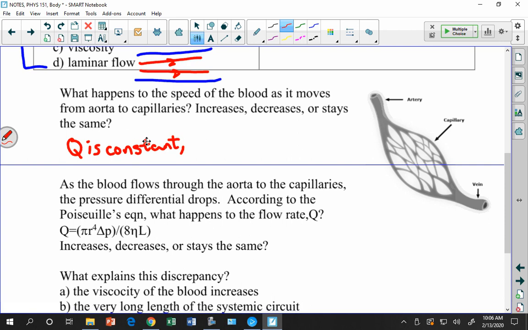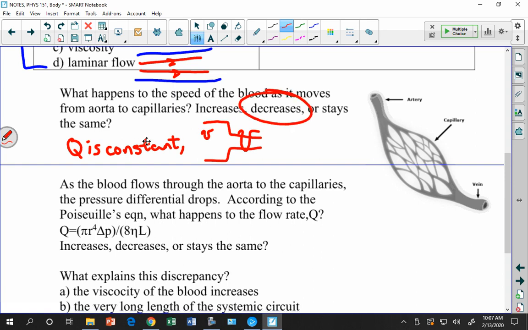So yeah, let's think of that. Imagine if I go to a smaller pipe, I would have a relatively small speed here, but then I'd have a big speed there. So you might think with the capillaries that you'd have a bigger speed, right? The fact is, in the capillaries, it's really, really slow. The blood is going through the capillaries very slowly. So the speed of the blood as it moves from the aorta to the capillaries is going to decrease.